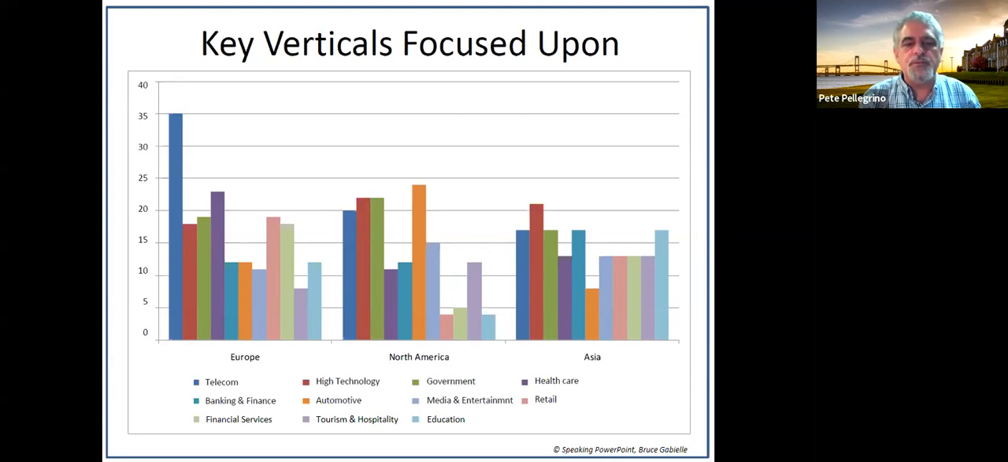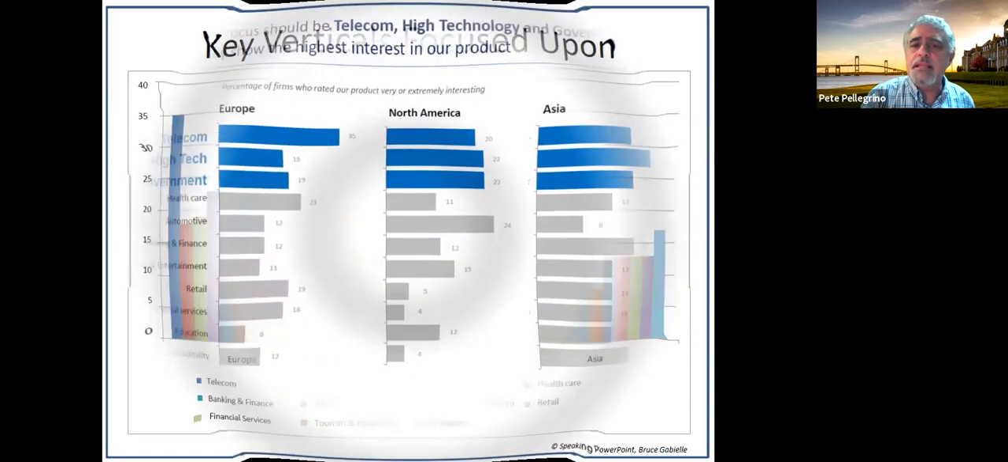I'm not even sure what this is supposed to be trying to communicate, right? Key verticals focused upon. I don't know what that means. And I got a cacophony of color, and I don't get it. When I look at this, I don't get the point, right? And whether or not there's supposed to be a human there explaining it, it could have been this.